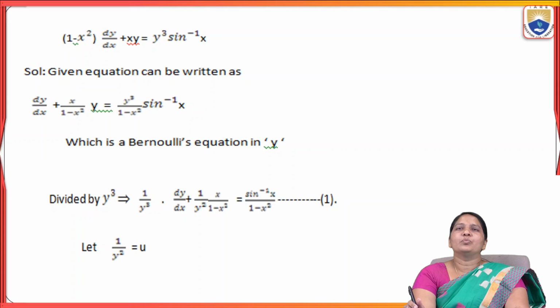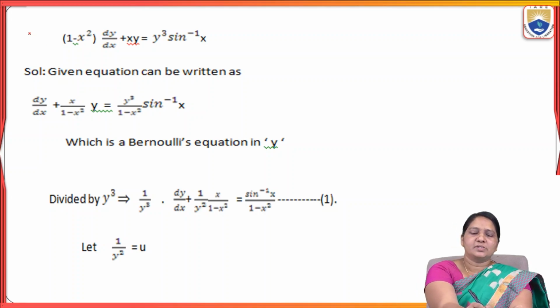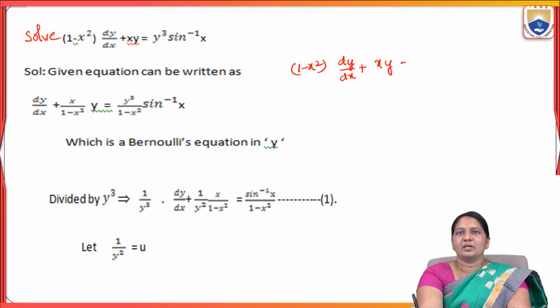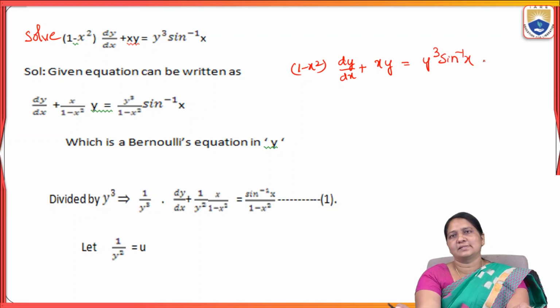We can observe one more example here to get better clarity about this type of problem. So you can see here: solve 1 minus x square into dy by dx plus xy equal to y cube into sine inverse x. The given equation is 1 minus x square into dy by dx plus xy is equal to y cube into sine inverse x.